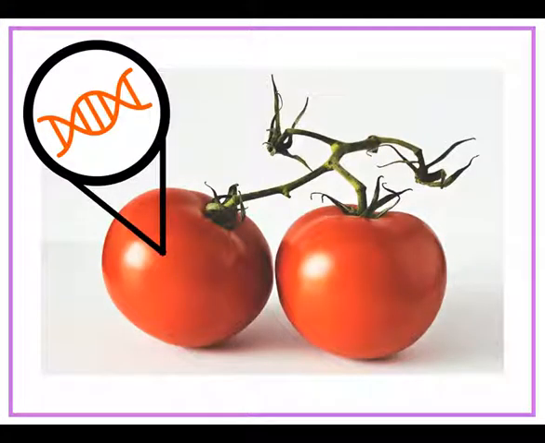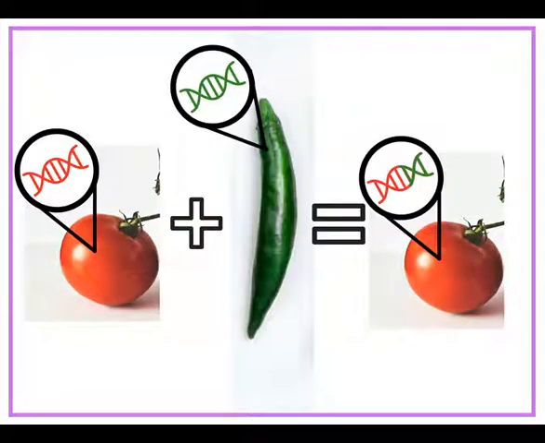Some genetic engineers are hired to create or change different types of food. Take a look at these tomatoes. Genetic engineers can edit the genes of a tomato to make it more spicy. They do this by adding new genes into the tomato. The engineers take genes from a chili pepper and add it to the genes of a tomato.